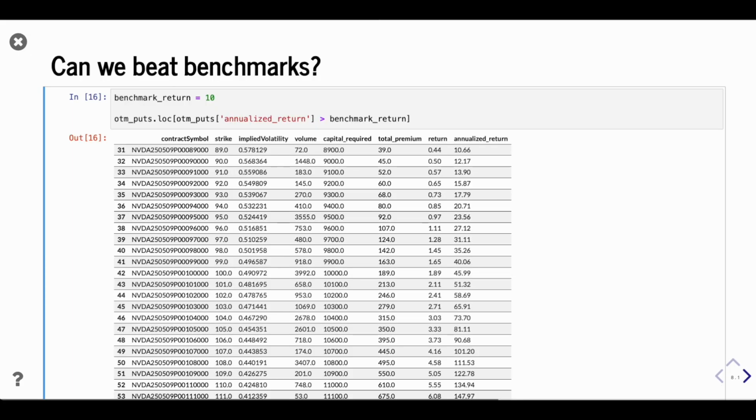So now the next practical thing to think about is, can we beat benchmarks? So suppose we want to beat a benchmark of 10%. So we can apply a very simple Pandas data frame transformation to look for all options that will have an annualized return greater than 10%. And that's what we can see here.